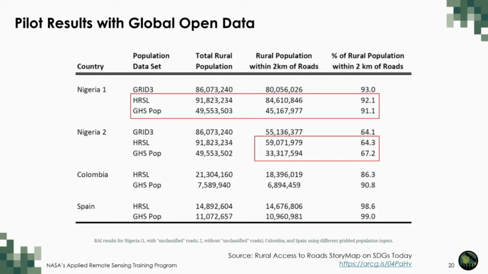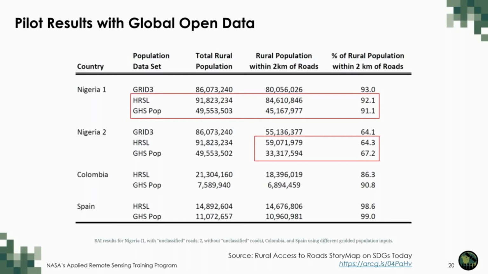As a proof of concept, Season computed the RAI for Spain, Nigeria, and Colombia using the global data methodology just described. The results showed that while the counts of rural population differed greatly, as seen in columns 2 and 4, especially between HRSL and GHS POP, the RAIs were remarkably consistent regardless of the population input.